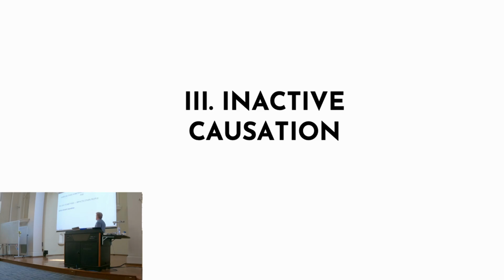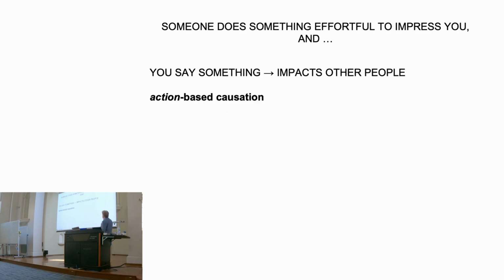So here's the example. Somebody does something really effortful to impress you, and you say something. Let's say you say, thank you, or that was great. So now the person is happy, everybody around you is happy. There was the social expectation that if somebody does something really nice for you, you say thank you. So that's action-based causation. We all understand it.